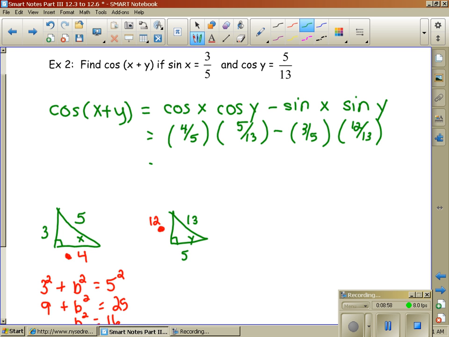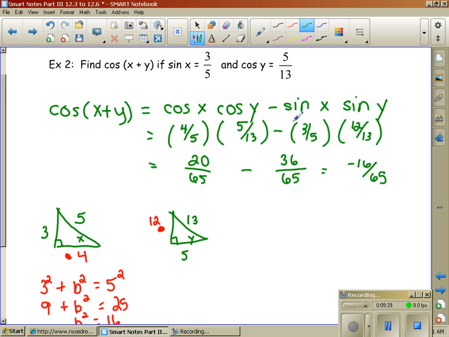When you're doing these for sine or cosine, the sum or difference, the denominators should match up. See how you have 5 and 13, multiply that out, you get 65. You should get the same thing. If you don't, something's wrong. You've made a mistake somewhere. 4 times 5, 20. 3 times 12, 36. 20 minus 36, so negative 16 over 65.